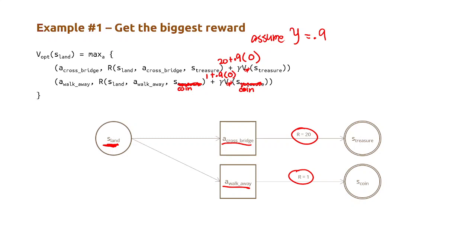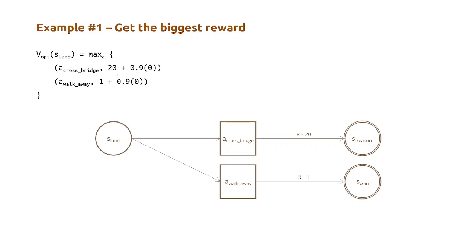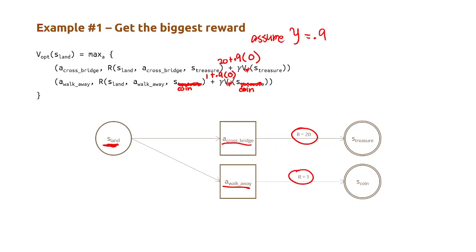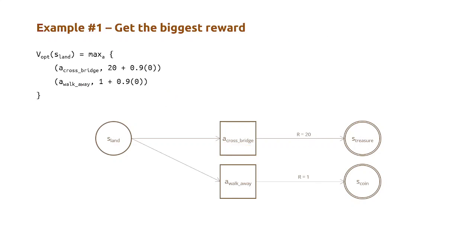So if we proceed to the next slide, you'll just see the same equation that I've written. Okay, so we have 20 plus 0.9 times 0. Then when you walk away, you have 1 plus 0.9 times 0. So now that we have calculated the values of S land when performing each action, cross bridge and walk away, which is the maximum? Is it 20 or 1?